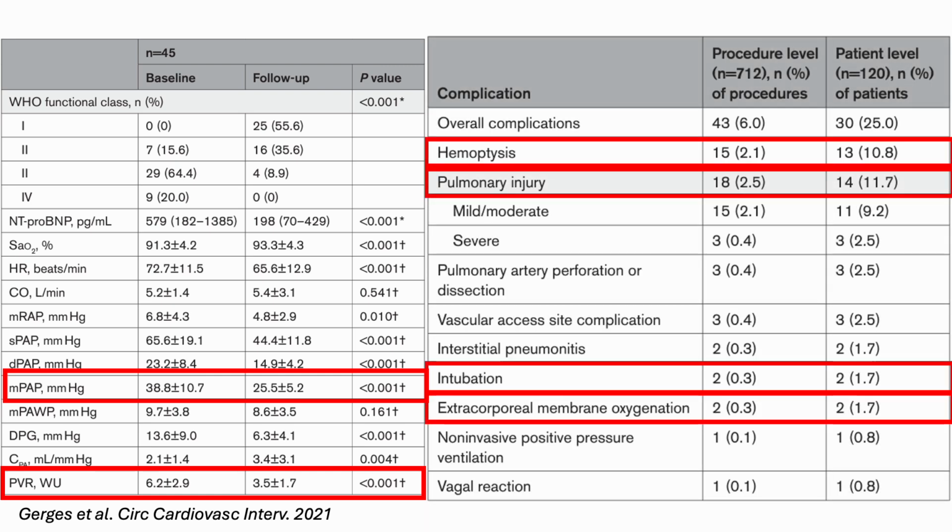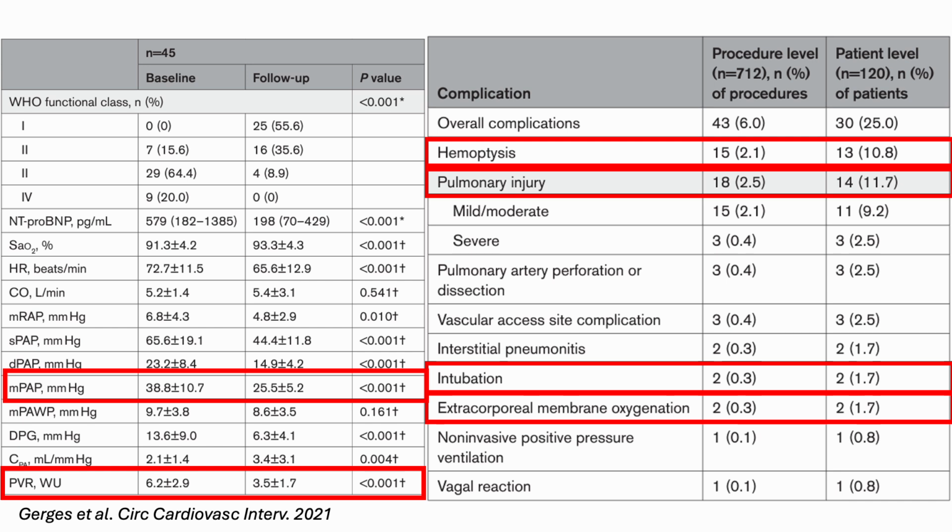That said, no surprise, there was some degree of complications. When they looked at all patients that they treated, 120 of them, there were 13 episodes of hemoptysis, approximately 11% of cases, and pulmonary injury, approximately 12%, ranging from 9% mild and 2.5% severe. That said, some of those did go on to mechanical ventilation and ECMO.